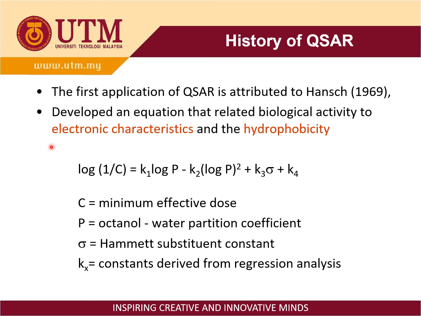So setiap satu group tu ada dia punya value, and then dia boleh jumlahkan, then you get the octanol over water partition coefficient, Hammett substitution constant. Dua ni lah, octanol over water partition and Hammett substitution constant. Ni constant K, constant ni is just from regression analysis lah. And then C is the minimum effective dose. So dia punya activity ialah the effective dose. Based on electronic characteristic and hydrophobicity, dia nak dapatkan minimum effective dose.